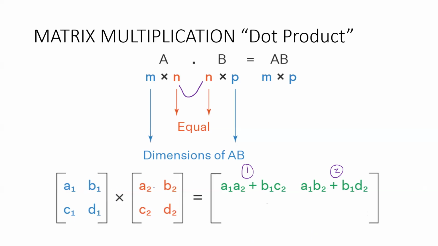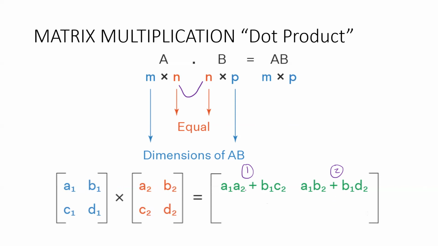Everything in the first row times everything in the first column. No, I'm sorry, I'm saying it wrong. I said it wrong verbally. Yes, everything in the first row times everything in the first column. Everything in the first row times everything in the second column. My words were coming out wrong. It was me. I was the problem.